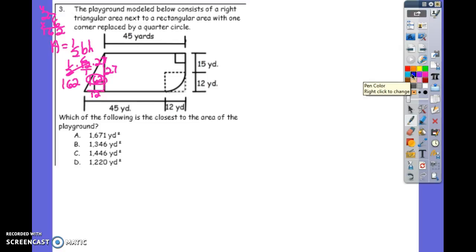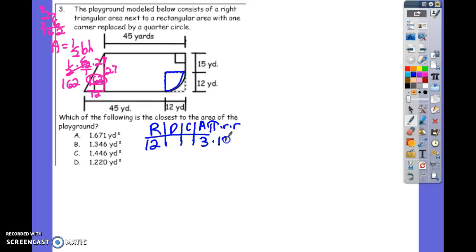Now let's do the area of the quarter circle. Over here, we have a quarter circle. We'll use the area formula for a circle, and we need to find the area of the quarter circle. So my radius is from here. So my radius is going to be 12. So my area will be pi times r times r. So I'm going to have 3 times 12 times 12. 12 times 12 is 144.